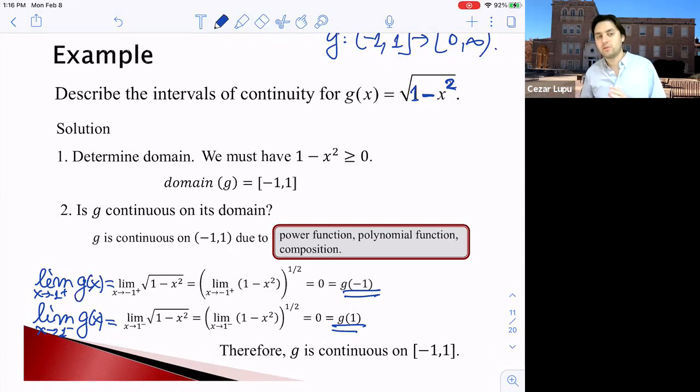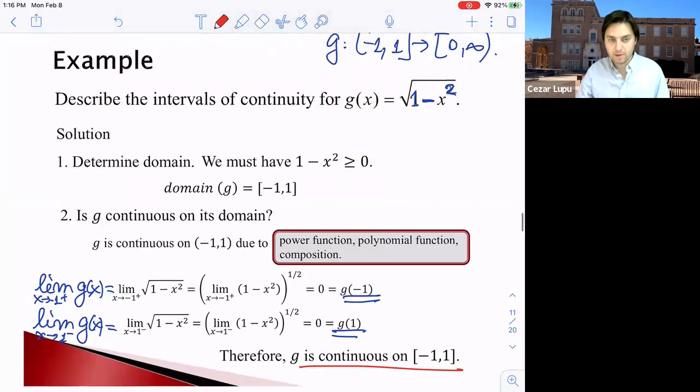You see, you need to determine, well, what is the intervals of continuity? Well, the entire domain. So you can say that G is continuous on the entire closed interval -1, 1. All right. You'll see some other examples like this, especially in your homework.